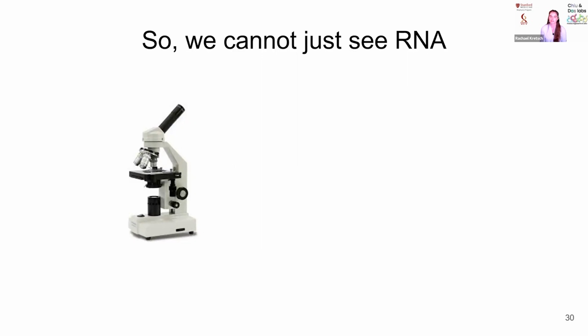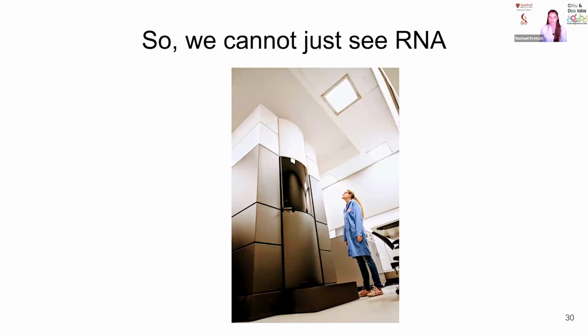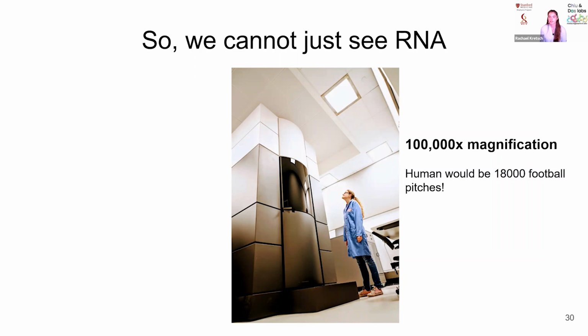We can't even use one of these microscopes. So we use an electron microscope. And what that means is it magnifies it 100,000 times. To put that into perspective, a human would now be 18,000 football pitches long. But our RNA started so small, at this type of magnification, it is now around 1 millimeter, or the size of a grain of rice. So it's now visible, but still pretty small.